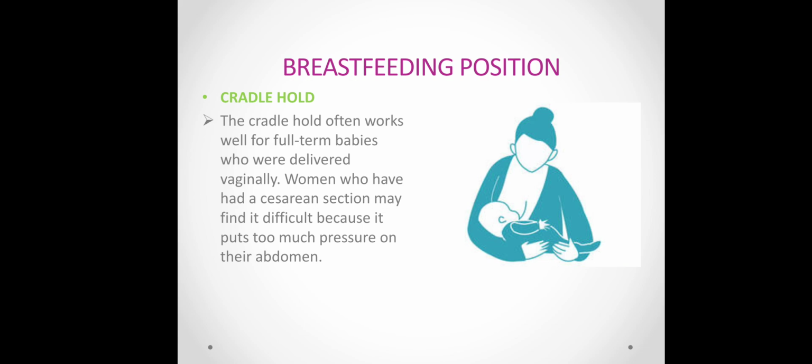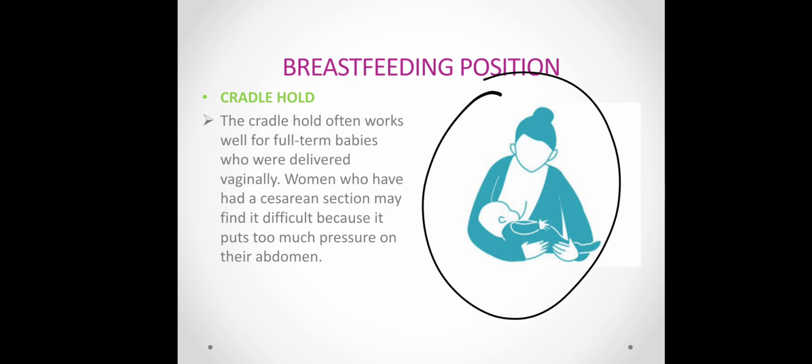So, we have first the cradle hold. This is the cradle hold in the picture. The cradle hold often works well for full-term babies who were delivered vaginally. Women who have had a cesarean section may find it difficult because it puts too much pressure on the abdomen. So, that's how you hold the baby. The normal way of holding a baby is the cradle hold.